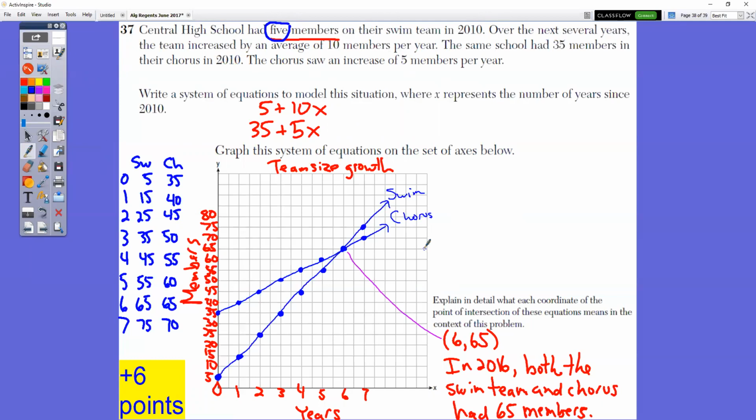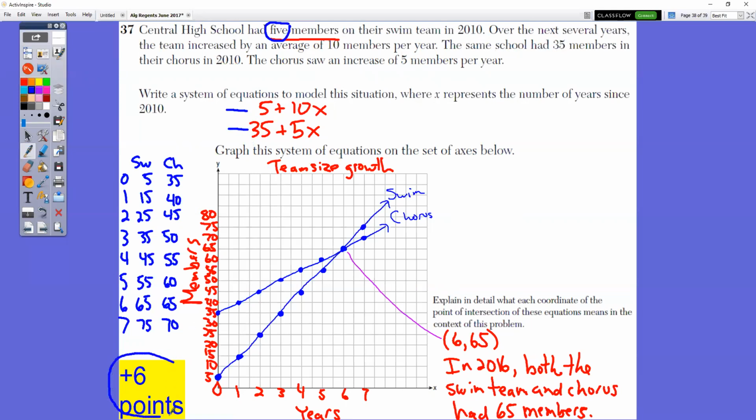So had 5 members on their swim team in 2010. Over the next several years, the team increased by an average of 10 members per year. So when I go to write that equation, I'm starting off with 5 and I'm adding 10 per year. So 10 times the number of years. The same school had 35 members in the chorus. So I'm starting off with 35 and it showed an increase of 5 members per year. So 35 plus 5x. Those are your 2 equations.